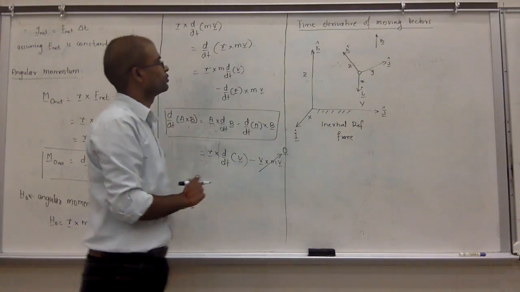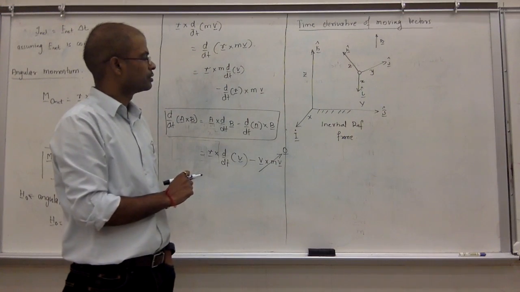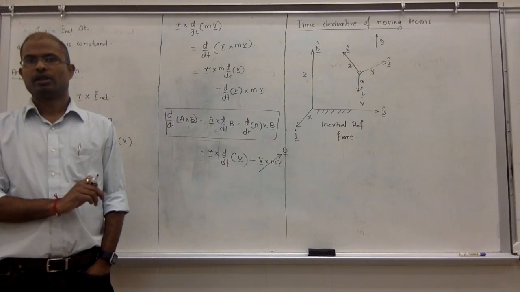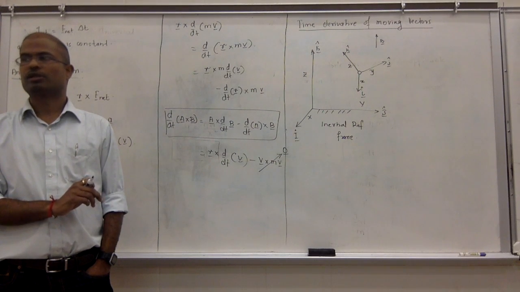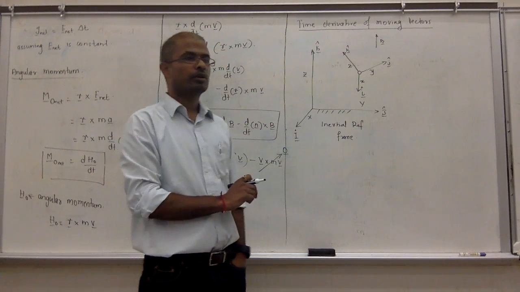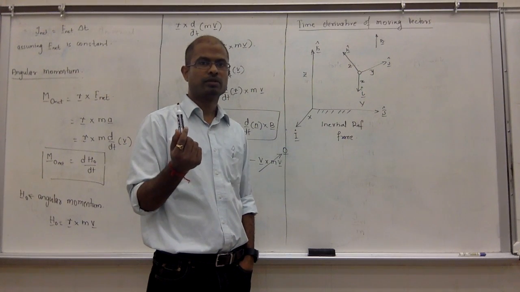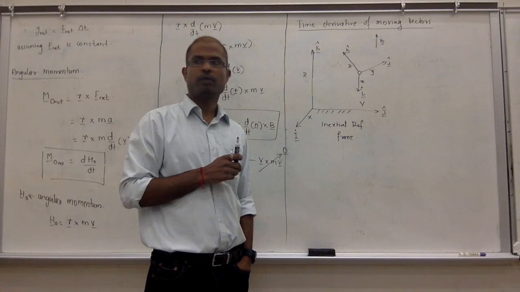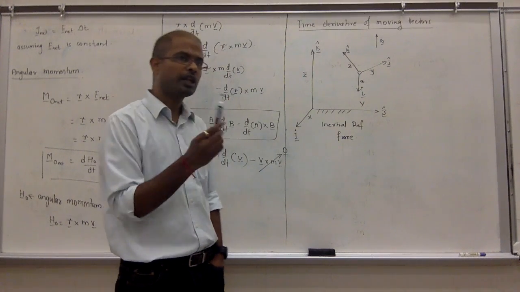So let's look at the time derivative of moving vectors. What we have here is an inertial reference frame. An inertial reference frame is a non-accelerating frame. We have discussed this, right? So for example, if Earth were not rotating about its own axis, and you attached a frame to that, for all practical purposes that would be an inertial reference frame.